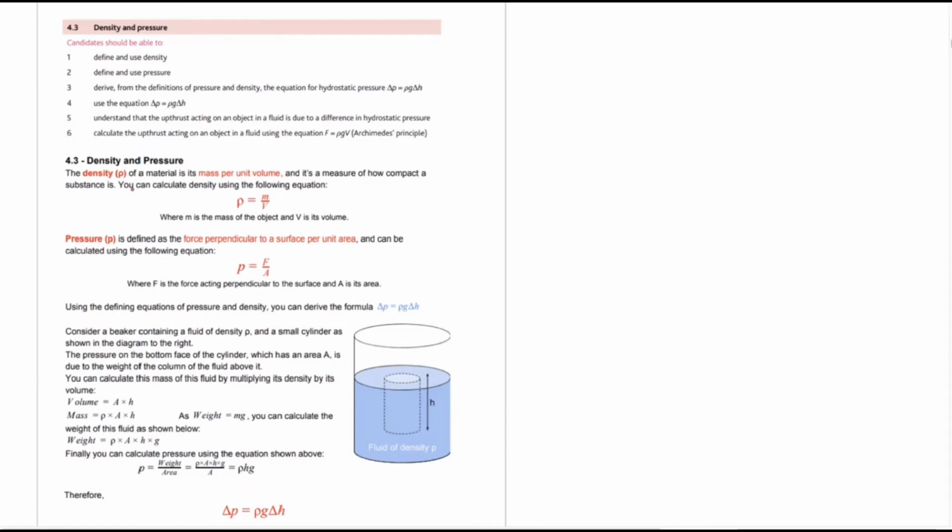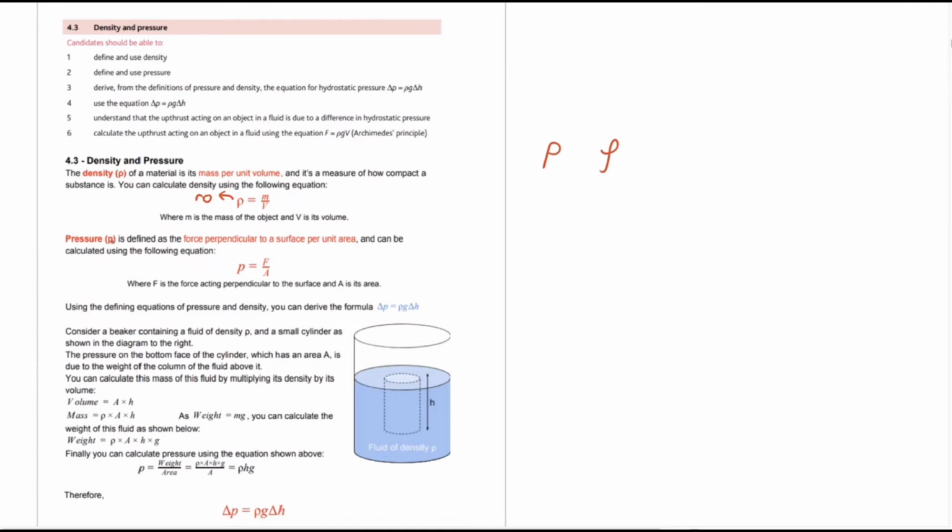Now, you can calculate density using the following equation. Rho, and this symbol looks like P, but it's actually rho. Rho equals mass over volume, where m is the mass of the object and v is its volume. So this is the formula. Pressure P. Now this is P, this is not rho. P and rho.